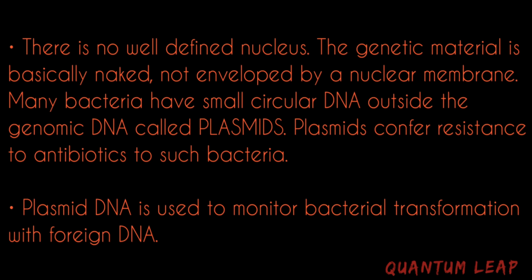Many bacteria have a small circular DNA outside the genomic DNA called plasmids. Plasmids confer resistance to antibiotics to such bacteria. So one of the important functions of plasmids is to provide resistance against antibiotics for these bacteria. In higher classes you will study that plasmid DNA is used to monitor bacterial transformation with foreign DNA.